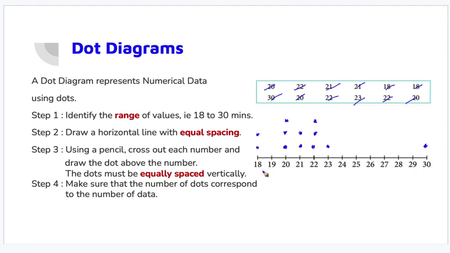Right, so now it is good to count the number of dots and make sure that the number of dots corresponds to the number of items. Here we have 2 times 6, 12. So there should be 12 dots.